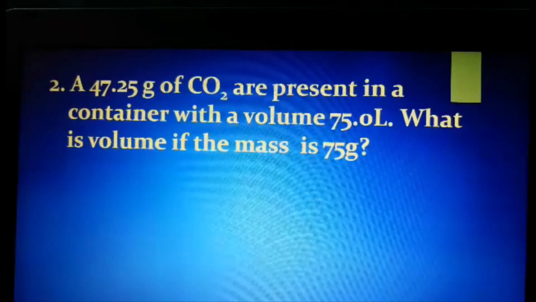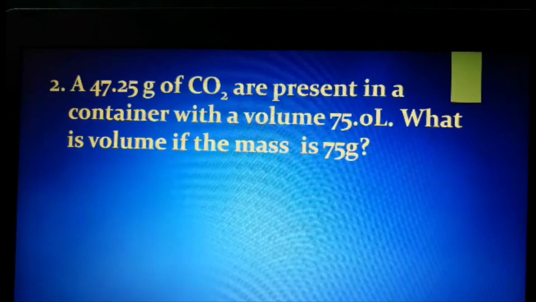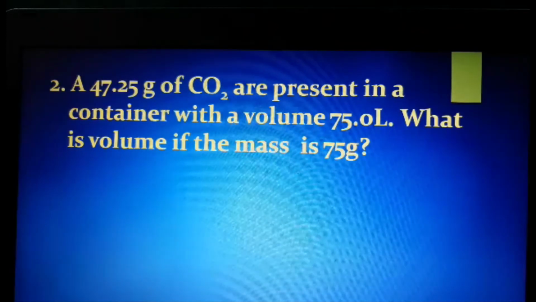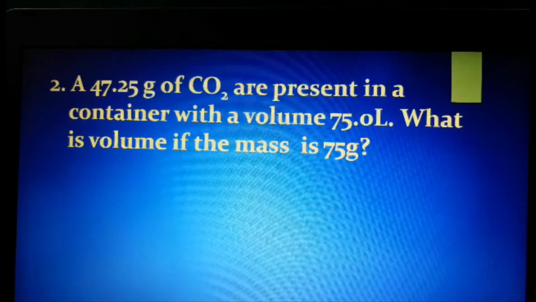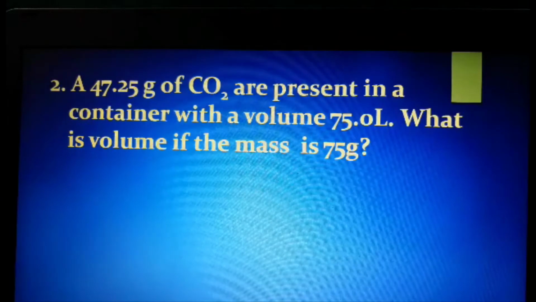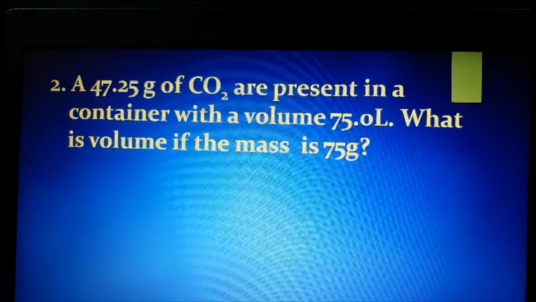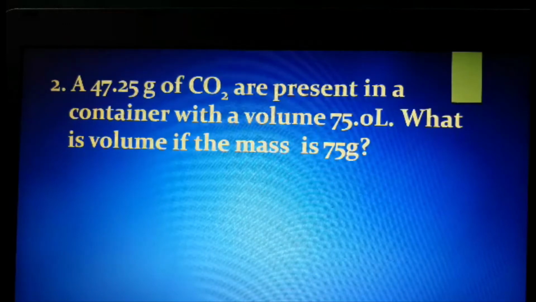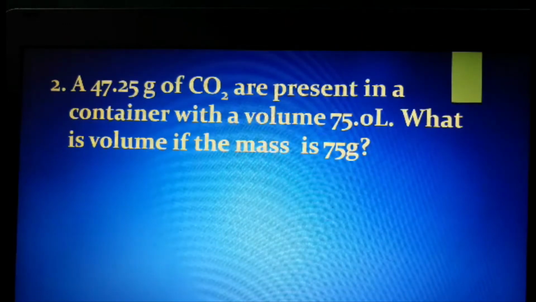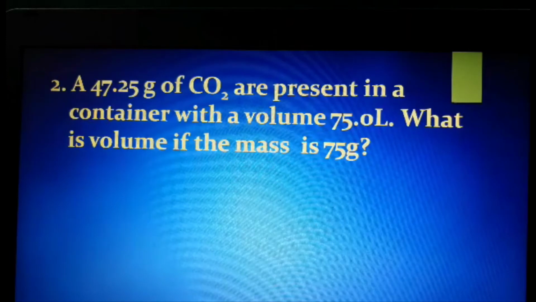Okay, so our second problem, if 47.25 grams of carbon dioxide are present in a container with a volume of 75 liters, what is the volume if the mass is 75 grams? I repeat, if 47.25 grams of carbon dioxide are present in a container with a volume of 75 liters, what is the volume if the mass is 75 grams? So that is the second problem.